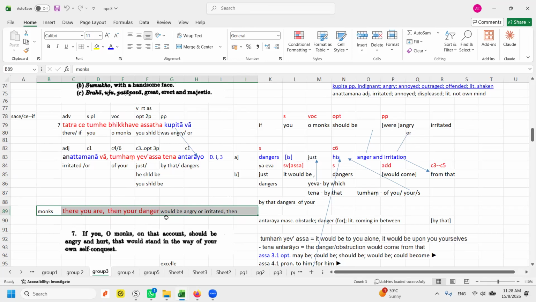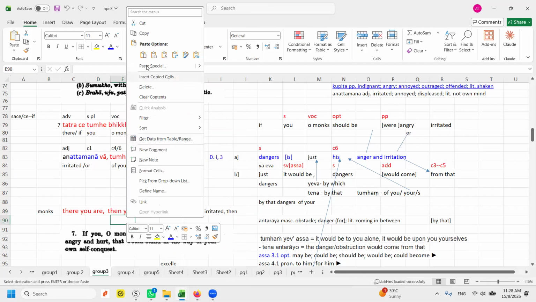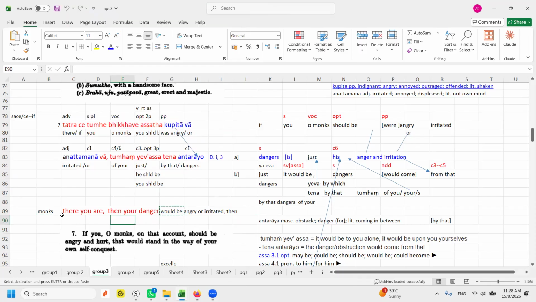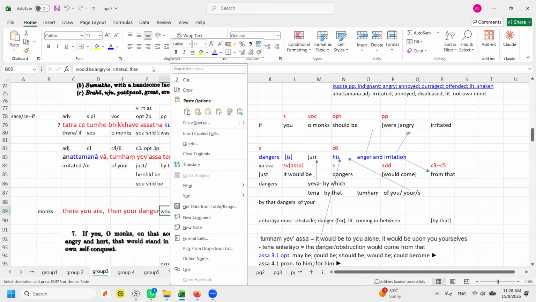Then your danger, "te no." This is translating the message. Is that then your danger and irritation, then the danger would be anger and irritation. This is how you translate the meaning. You can rephrase. You don't have to be exactly the same. No, let me cut it away. Let me just show you. Normally I sort it out.